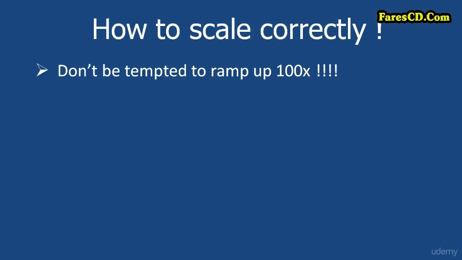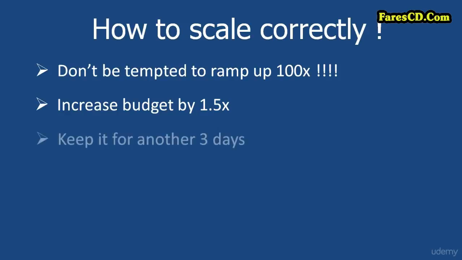Okay, you just need to accept this. The Facebook algorithm is a little bit of a sensitive beast, and you can't just ramp up by 100x in one go. So what you do is you increase your budget by 1.5 times. Okay, so if you're spending $3 a day, for example, and you found the winning ad, increase it to $4.50 a day. All right, so you've gone from $3 to $4.50, and keep that for another 3 days. So we are making baby steps.